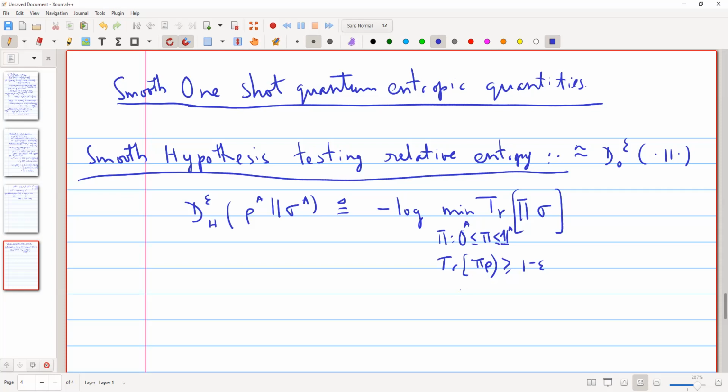The classical analog would have been the summation over A of pi A comma A times rho A comma A, diagonal. This just says that the positive hypothesis is accepted by my test with probability at least 1 minus epsilon. I want those tests which accept the positive hypothesis with probability 1 minus epsilon, but accept the negative hypothesis with as low probability as possible. That is what I'm trying to minimize: trace pi sigma. Then you take a negative log. So this is the exact quantum analog of the same optimization problem.